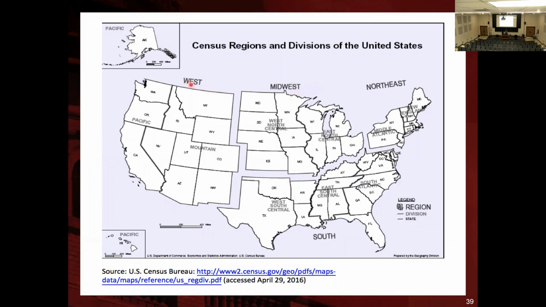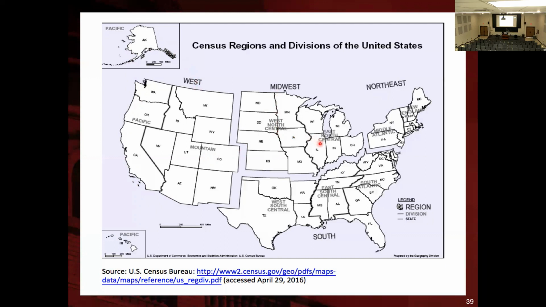Instead of using these 4 major regions, you could go into the census divisions. So here, for example, in the West, you have the Pacific and the Mountain divisions. In the Midwest, you have the West North Central and East North Central divisions.